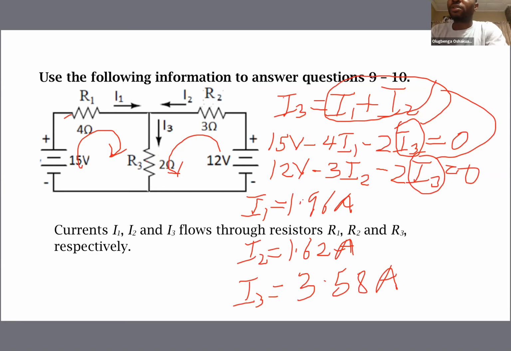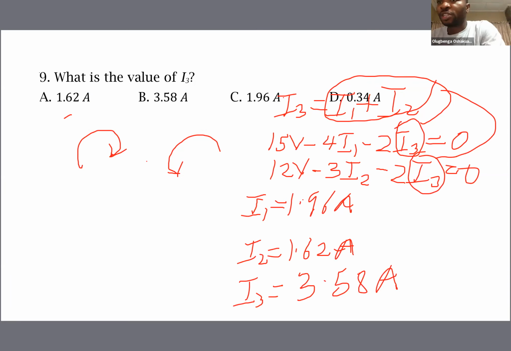And coming to the slide, 3.58 ampere is what we have in option B. And that is the answer. And when you look at the other options, you can see the value of I2 posing as option A, the value of I1 posing as option C. And if you attempt to subtract them, I2 from I1, you should have option D. So you have to be very calm when answering questions.